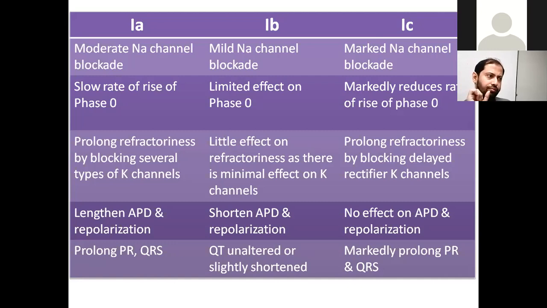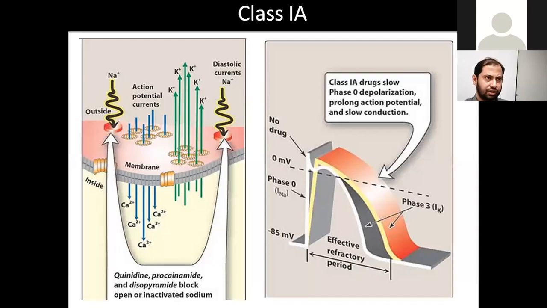So different antiarrhythmic drugs act by prolonging the refractory period, as well as by increasing the action potential duration. As you see in this picture, class 1A drugs will be lengthening action potential duration, prolonging the repolarization. Class 1B drugs will be shortening the action potential duration and repolarization, while the class 1C drugs will be having no effect on action potential duration and repolarization.